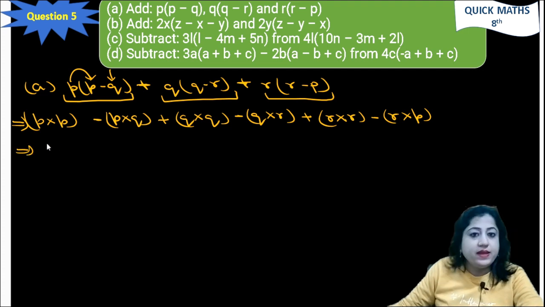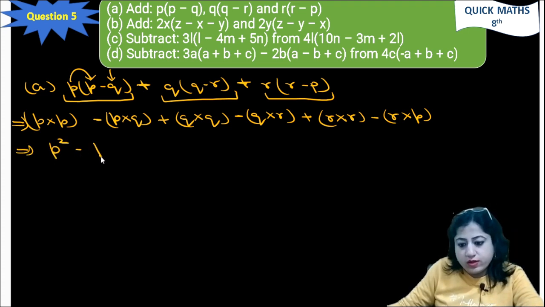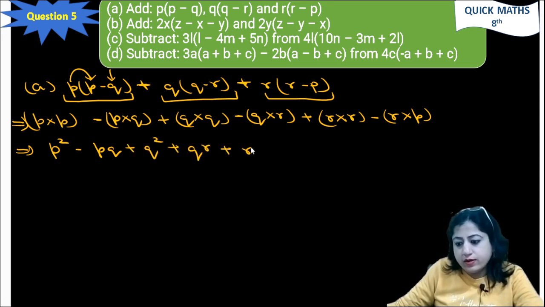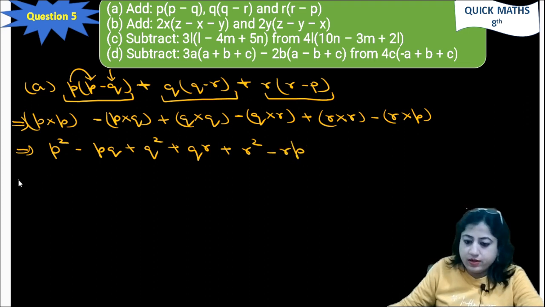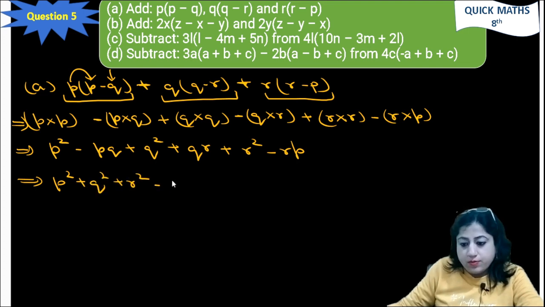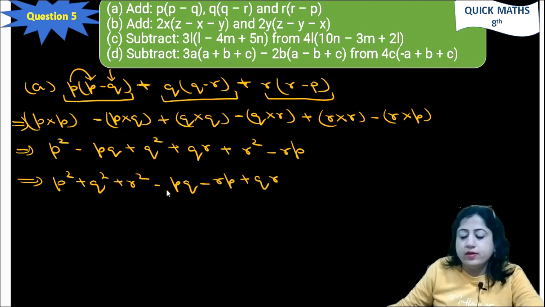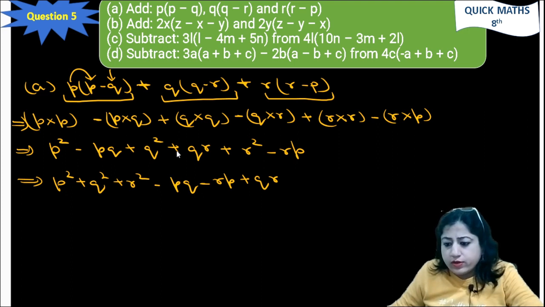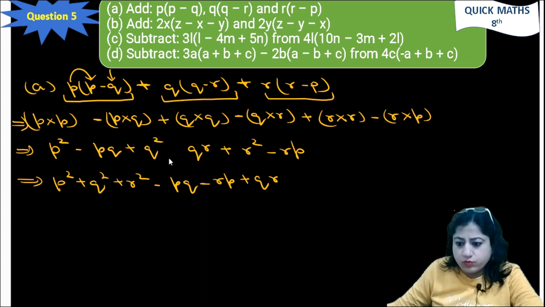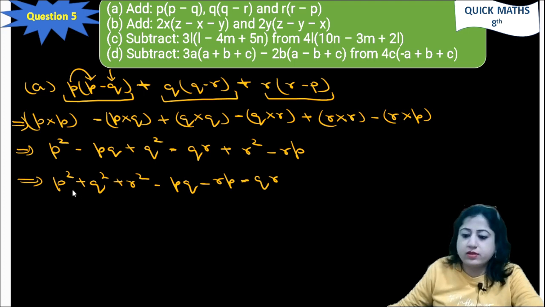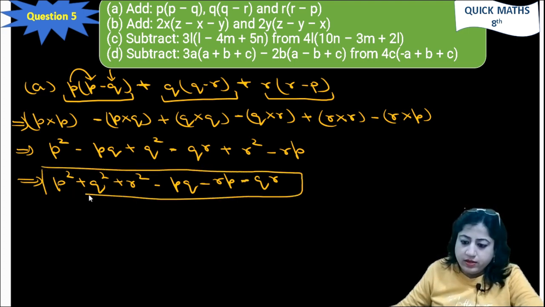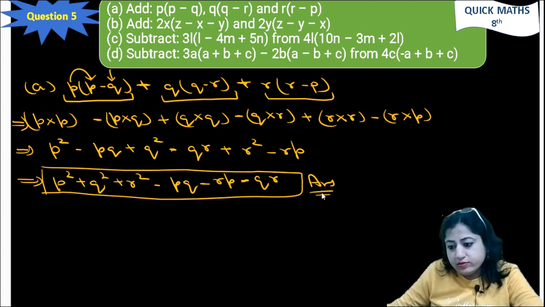Now in this case, p multiply p, the powers will be added, it's p square. It will be pq, it is q square, it is qr, it is r square, it is rp. So the answer will be p square, q square, r square minus pq minus rp plus qr. Sorry, it is minus qr, not plus qr. Minus sign is here. Yes, it is minus qr. So this is the required algebraic expression after adding the three terms.